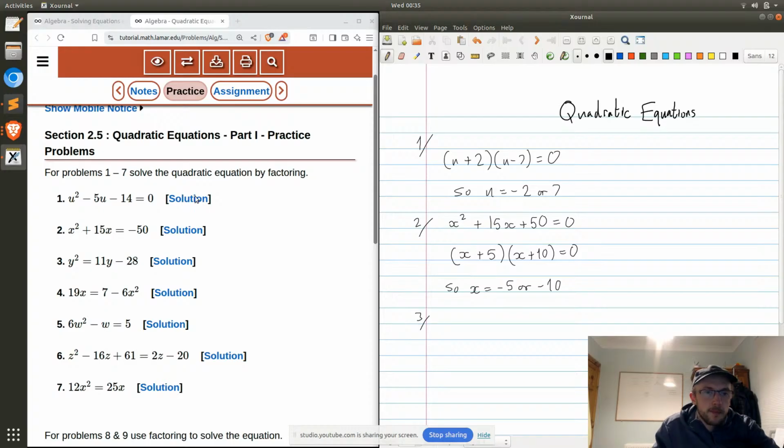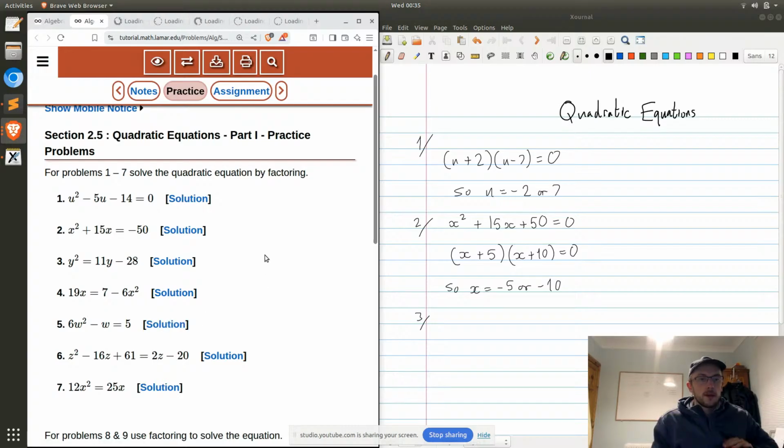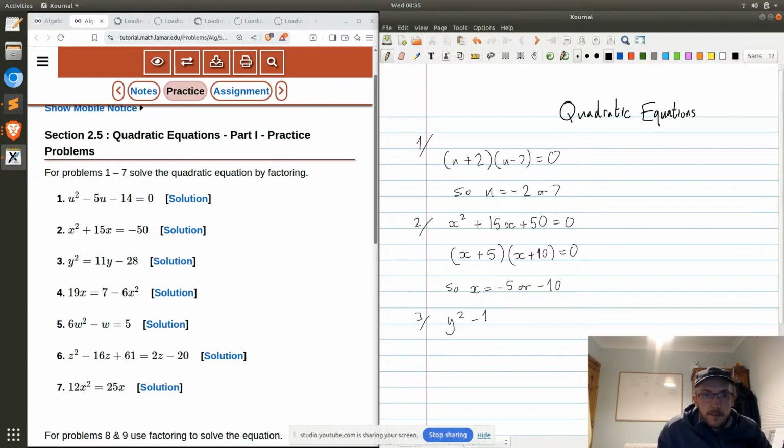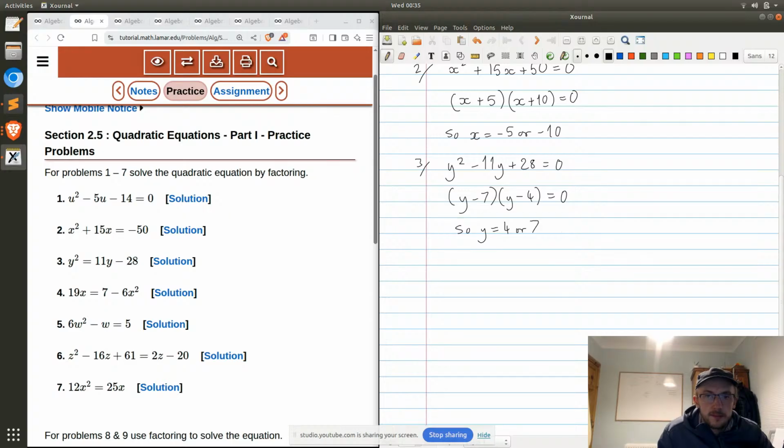Thirdly, oh yes, open them up, please. Move all of that to the left-hand side and set it equal to 0. And y take 7 times y take 4 is 0. So y is 4 or 7, I believe.